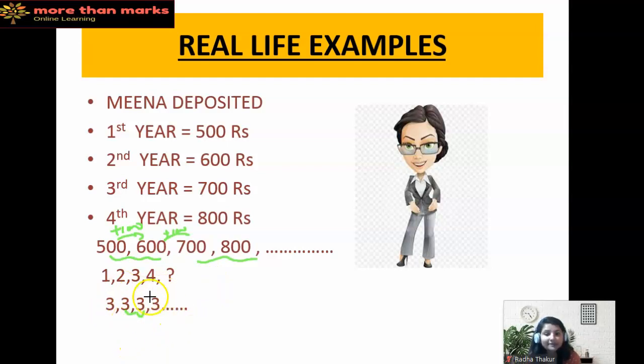Yes, definitely this is an AP series, because 3, 3 and 3, according to the definition, we are just adding a fixed number, that is 0, to get the next term. Again I am adding plus 0 to get the next term. So this series also follows the rule of the definition, or you can say the rule of AP series. So yes, 3, 3, 3 is also an AP series. Fine.